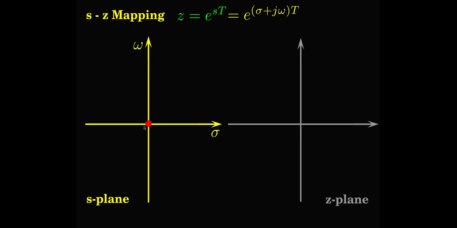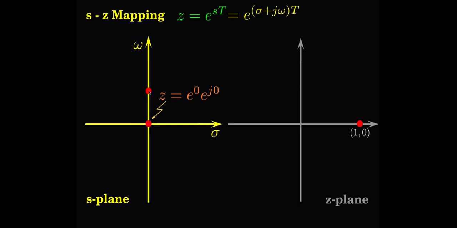So let us take a point here, a point at S is equal to 0 plus j0. Now what is z? Z will be e to the power of 0, e to the power of j0 into T. So therefore this will work out to be 1. So at z is equal to 1, you will see that s is equal to 0 will map to z equal 1 comma 0.